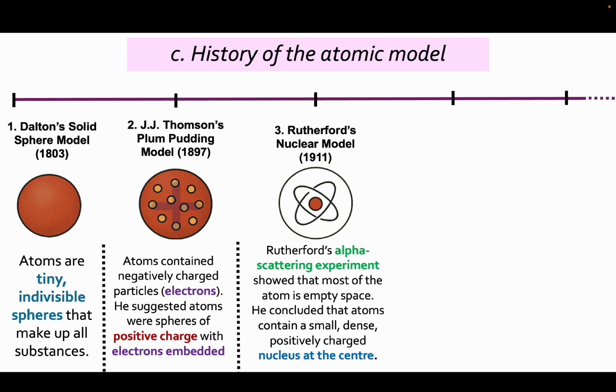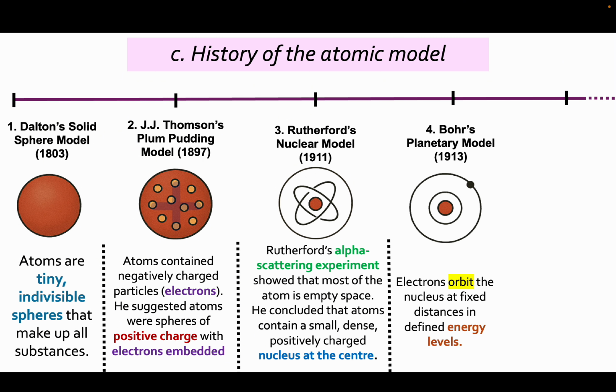Rutherford's nuclear model came next. Rutherford's alpha scattering experiment, which we're going to look at shortly, showed that most of the atom is empty space. He concluded that atoms contain a small, dense, positively charged nucleus at the center. Bohr's planetary model. Bohr proposed that electrons orbit the nucleus at fixed distances, in defined energy levels. He stated that electrons can move between these shells by absorbing or releasing energy.